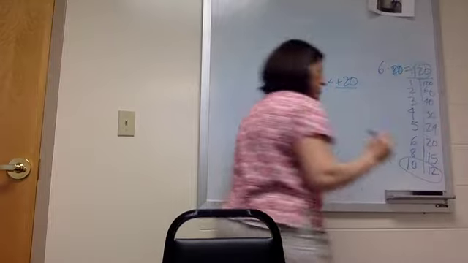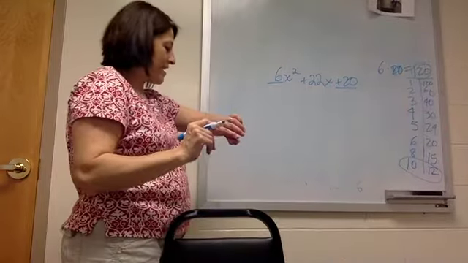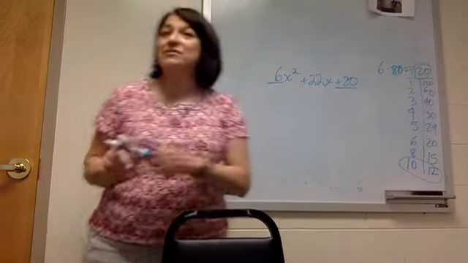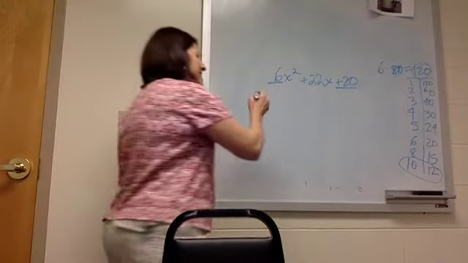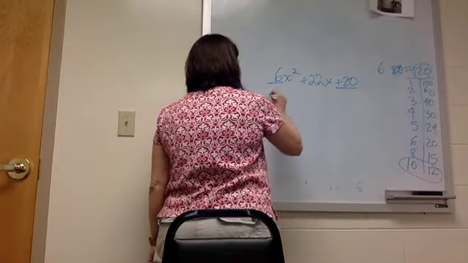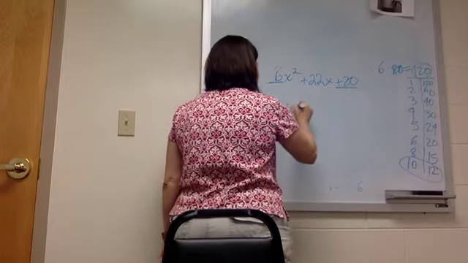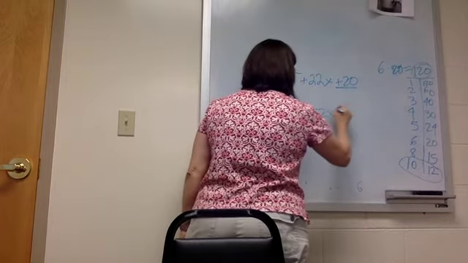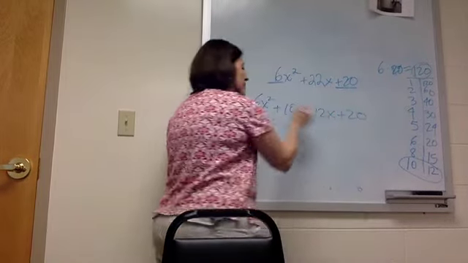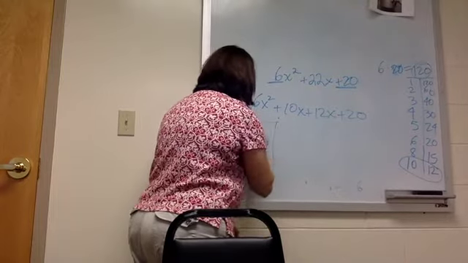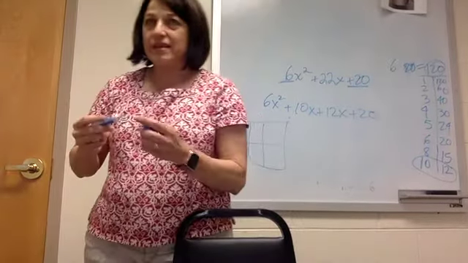So this is where you're going to do the box method. We're probably out of time. You're going to say 6x squared plus 10x plus 12x plus 20, and then you're going to do factor by grouping, or you're going to do a box, and I'll show you how to do that next time.